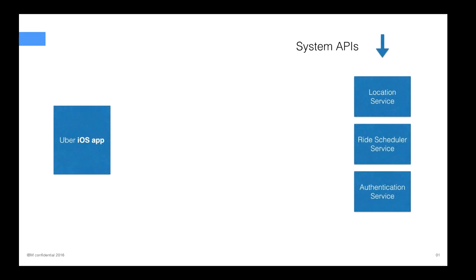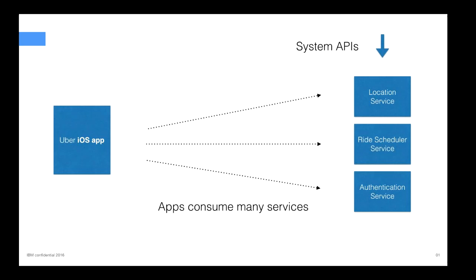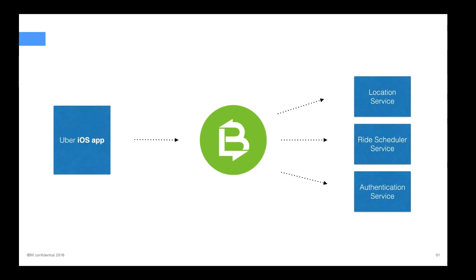Some people refer to these as system APIs. The app needs some mechanism to be able to consume these APIs. It can't consume them directly. And so that's where LoopBack fits in. LoopBack works as an intermediary between these data-driven applications and these internal system services. And it does quite a few things I'll walk through in the rest of the presentation.